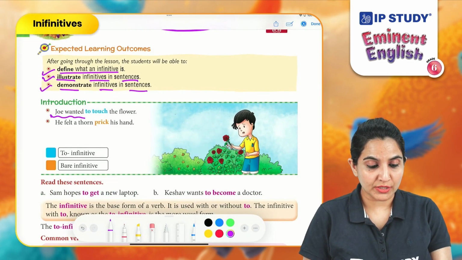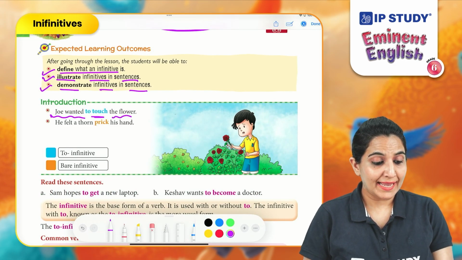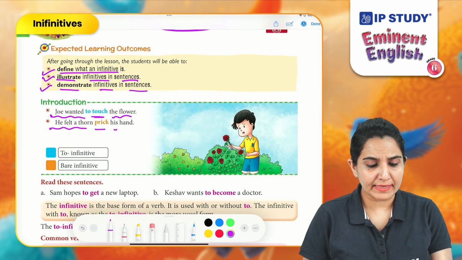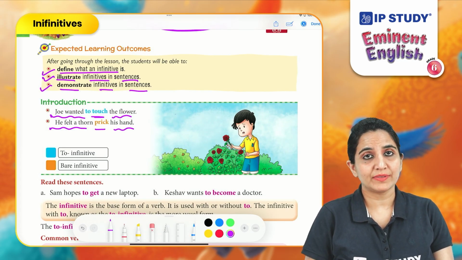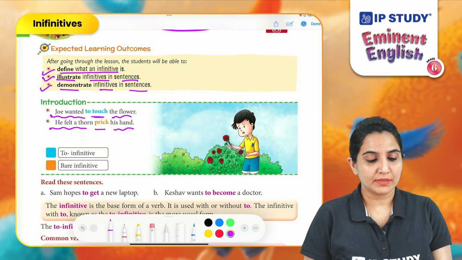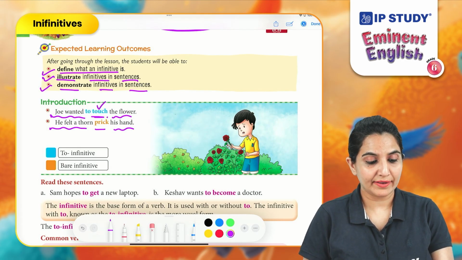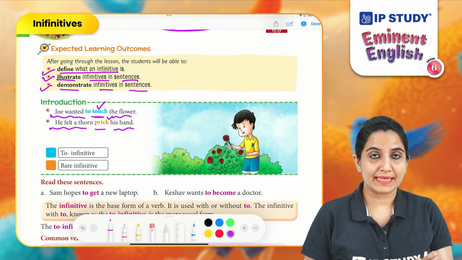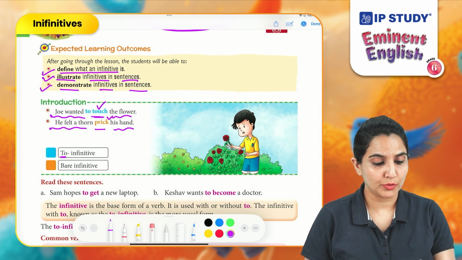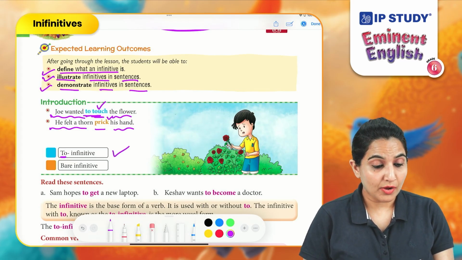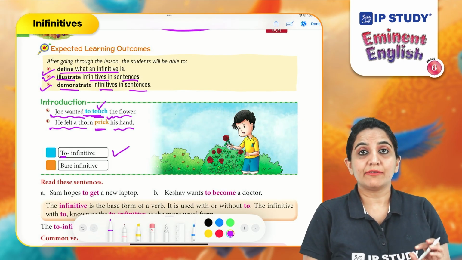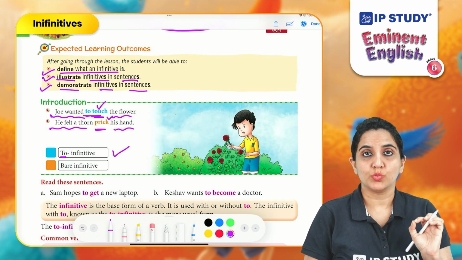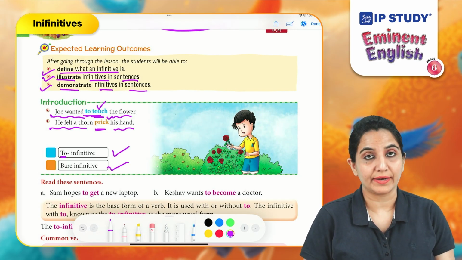Joe wanted to touch the flower. He felt a thorn prick his hat. Now, in both of these sentences, we had a verb, touch and prick. Both of these are verbs. However, in the first sentence, we needed the preposition to touch. This is an example of to-infinitive. And in the second sentence, we did not need the preposition to. So, this is an example of bare infinitive.